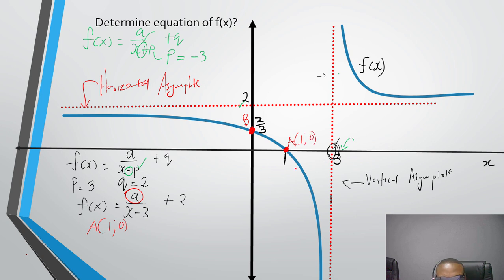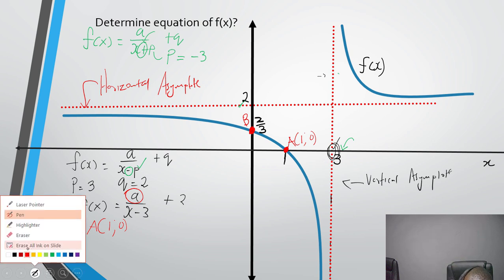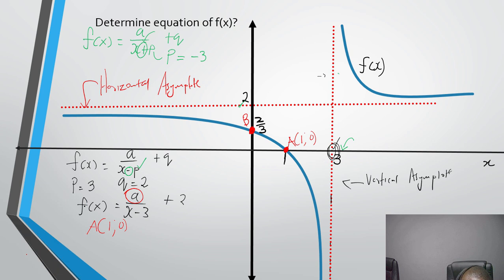So now you are going to substitute your x with 1 and your y with 0. Then you start solving for A. Let's go through it and see. So you are going to say, okay, f of x, which is 0, equals A over x, which is 1, minus 3, plus 2. Then from here, you just solve for A.